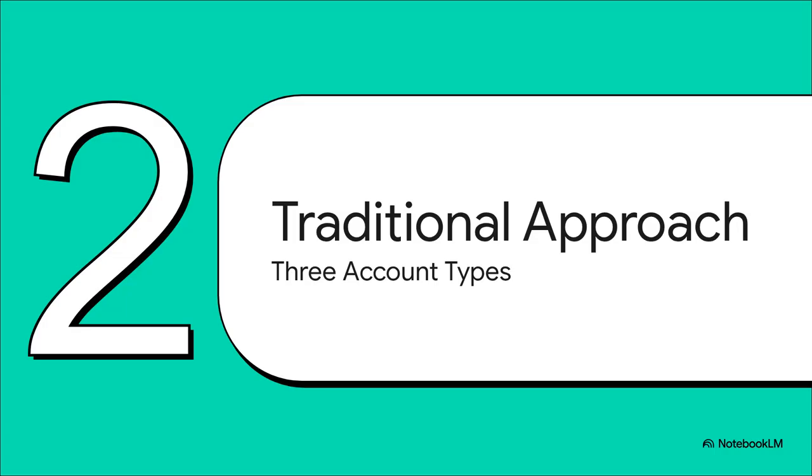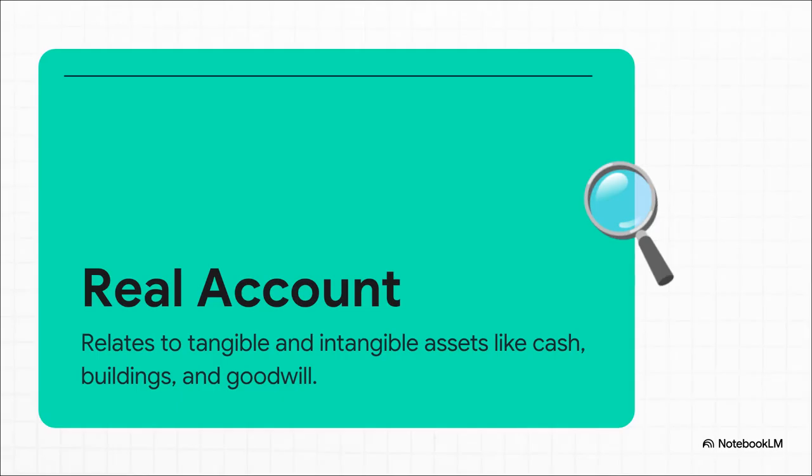Moving on to Section 2. Traditional approach, 3 accounts. What's really fascinating about the traditional, or British approach, is how it manages to categorize the entire, wildly chaotic business ecosystem into just 3 distinct buckets. The first of these is the real account. This category deals entirely with the long-term wealth and assets of the firm.